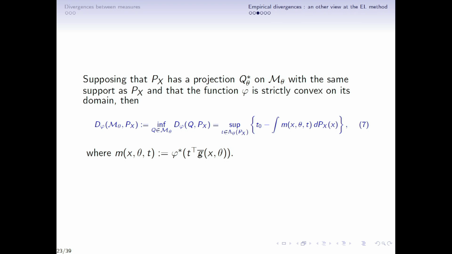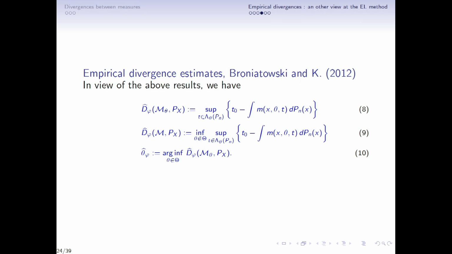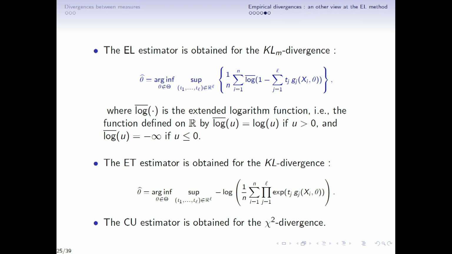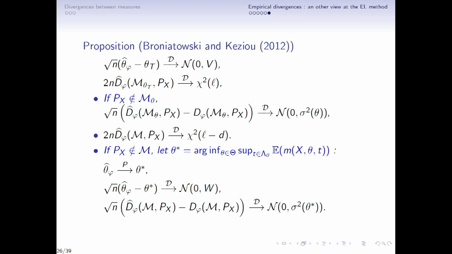Using this formula, we can obtain the plug-in estimate of the divergences, replacing the probability distribution of X by the empirical measure. And we can prove that the formula that defines the plug-in estimates coincides with the one obtained through the dual formula. So if we take the special case of the modified Kullback-Leibler divergence or the likelihood divergence, we obtain exactly the empirical likelihood. If we consider the case of the KL divergence, we obtain the exponential tilting estimates. And if we take the case of the chi-square divergence, we obtain the continuous updating estimates. So we have here the asymptotic properties of all estimates and the statistical tests.